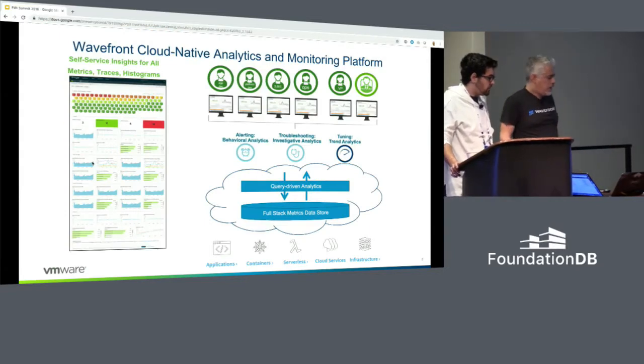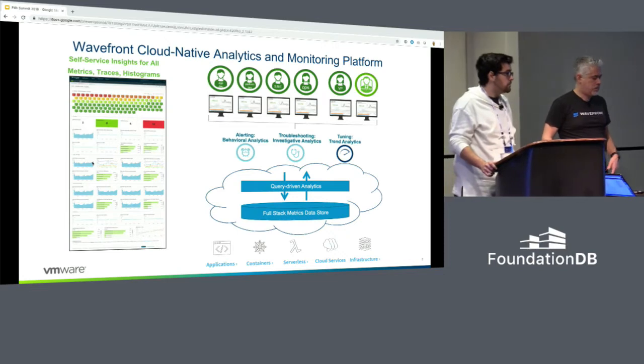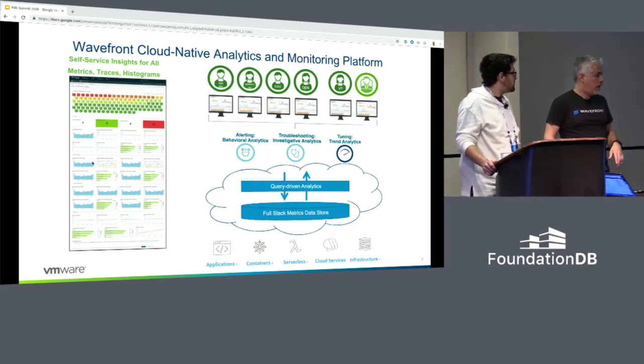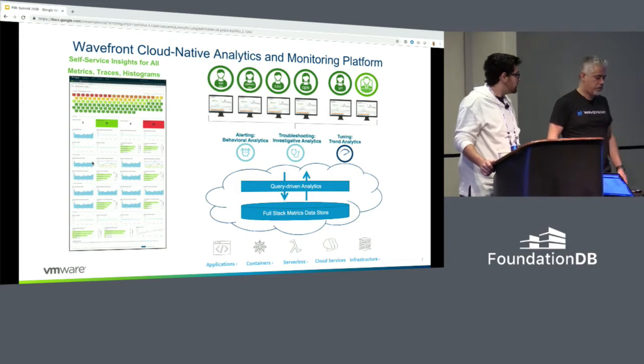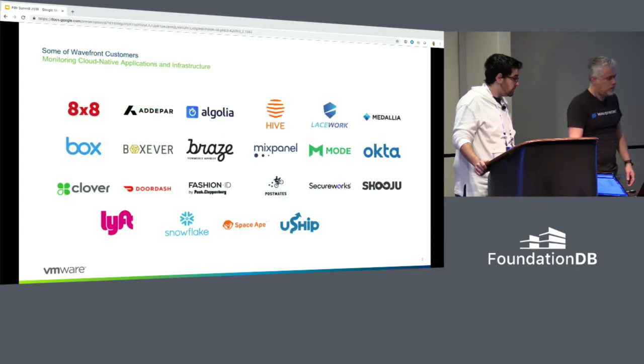Before I talk about FDB, I'll tell you a little bit about Wavefront. We're Silicon Valley's best kept secret. We're a SaaS time series metrics tracing monitoring platform, and one of the few places running FDB at scale. Because of that, we've learned a lot of things about running it over the last couple of years. People like us, we have startups and large SaaS companies as well.